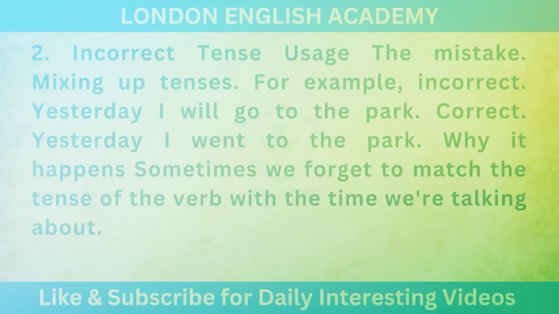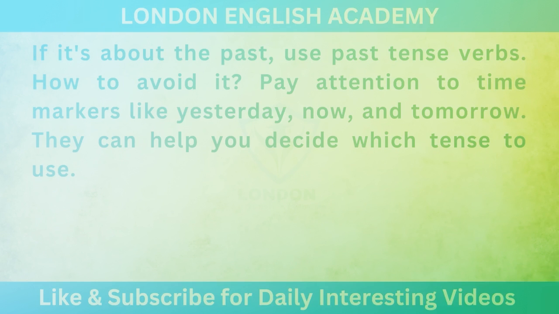Second, incorrect tense usage. The mistake, mixing up tenses. For example, incorrect. Yesterday I will go to the park. Correct. Yesterday I went to the park. Why it happens. Sometimes we forget to match the tense of the verb with the time we're talking about. If it's about the past, use past tense verbs. How to avoid it. Pay attention to time markers like yesterday, now, and tomorrow. They can help you decide which tense to use.